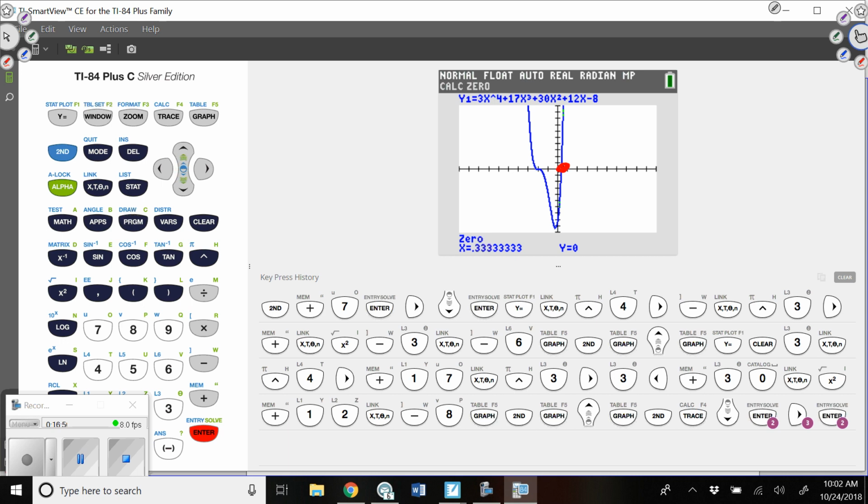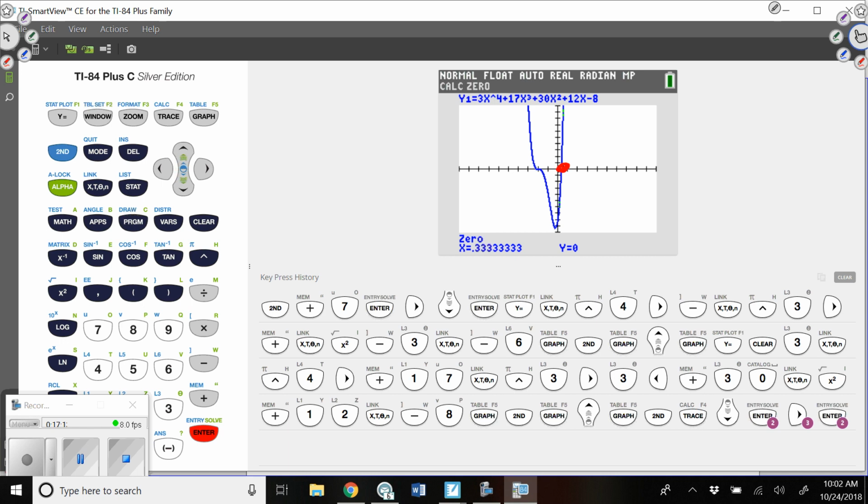So what does your calculator say right now? Uh-oh. You did something wrong. So hit second trace again. We'll just start it over. Second trace, option 2 for the 0. All right, so left bound, good.